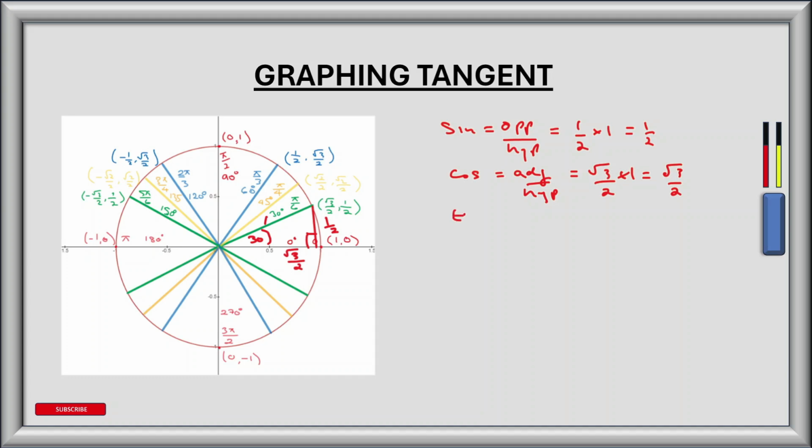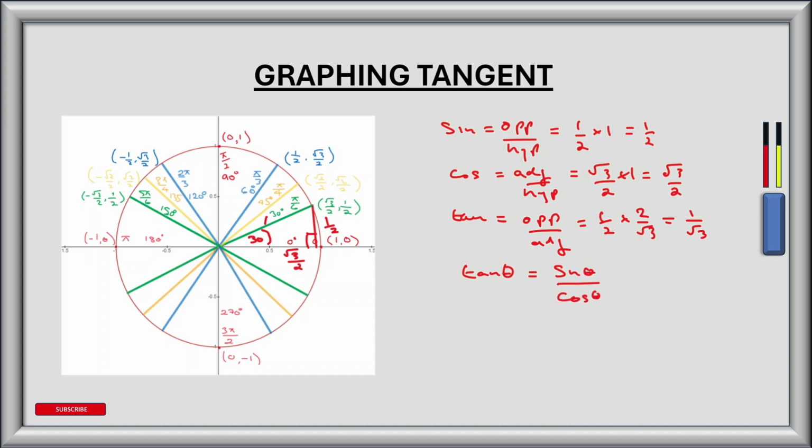Now for tangent, that is equal to opposite over adjacent. The opposite side is a half, and the adjacent side is square root of 3 over 2. When we divide that into a half, we multiply by 2 over root 3. So that is equal to 1 divided by square root of 3. So as we can see, going through this exercise, the tan of an angle, let's say tan of theta, is equal to the sine of theta divided by the cosine of theta.